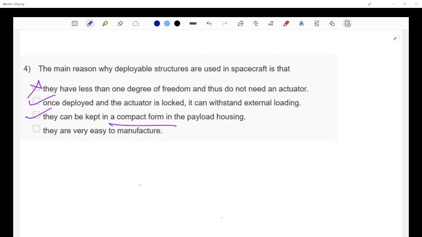So degree of freedom less than 1 does not eliminate the need of actuator. Okay. The fourth option is they are very easy to manufacture. Wrong, because they are actually complex precision systems used in space. High accuracy is required. So ease of manufacturing is not the reason for using them. So this is also wrong. So basically you should know what is the real engineering motivation versus what are the theoretical statements. You shouldn't only focus on degrees of freedom and you shouldn't ignore the space constraints and structural function. So deployable structures are used because they are compact during launch and they are rigid and load bearing. They have load bearing capacity after deployment. Okay.